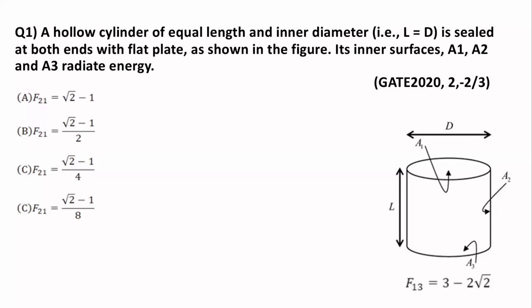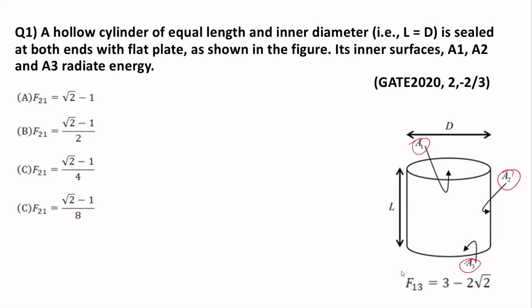This question is on view factor, and it says that you have a hollow cylinder of equal length and diameter, sealed at both ends. So it's a closed cylinder, and there are 3 surfaces. One is the curved surface, which is denoted by A2. Then the top flat surface is denoted by A1, and the bottom flat surface is denoted by A3.